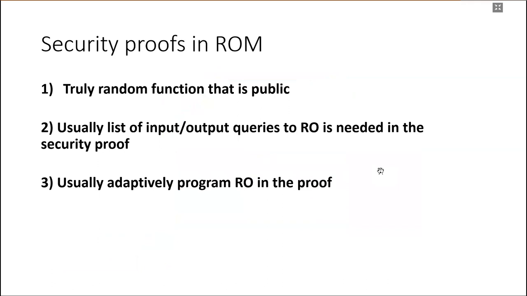How are security proofs usually done in the random oracle model? The assumption is that there is a public truly random function that all parties, including the adversary, can query. And in the security proof, usually a list of input and output queries to the random oracle is needed. And also we need to adaptively change the random oracle in the security proof, or a programmed random oracle in the security proof.